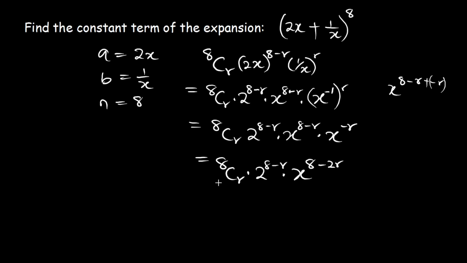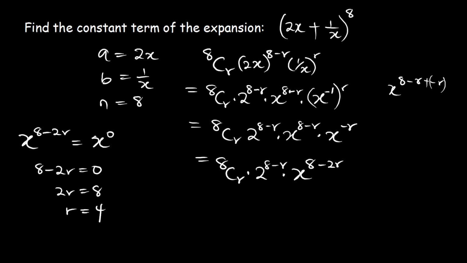So the constant term is when we have x raised to the power of 0. So we are going to be taking x raised to the power of 8 minus 2r and equate it to x raised to the power of 0. Comparing the powers to find the value of r, we'll have 8 minus 2r equals 0. 2r will be equal to 8 and r is 4.